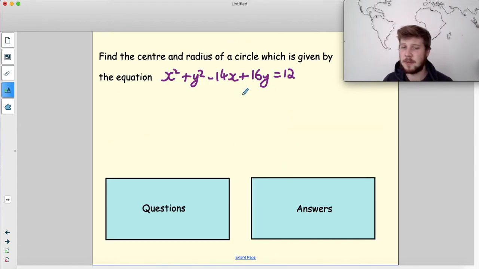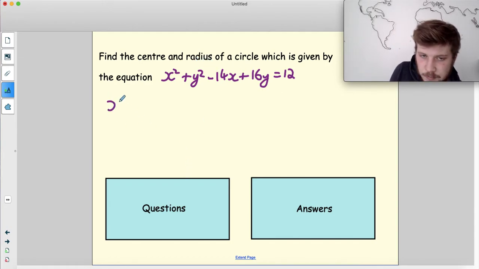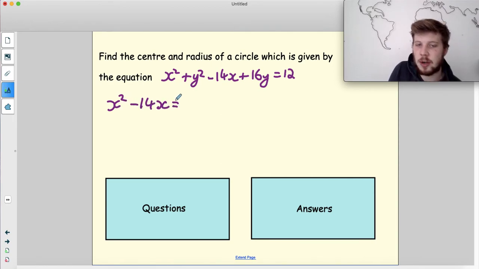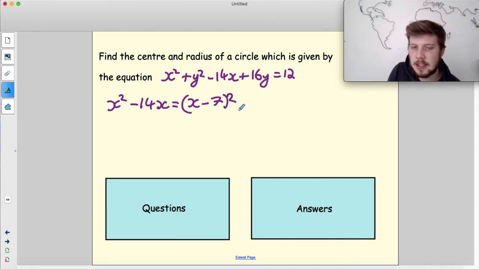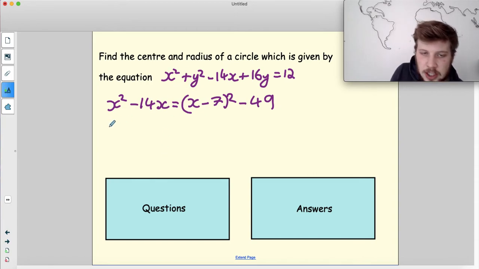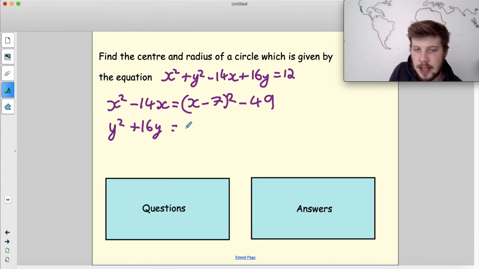So looking at this, I'm first of all going to think, how can I get x squared minus 14x into an x subtract something form? So I'm just going to isolate that x squared minus 14x, and I know I can work that out by completing the square to be x subtract 7 squared, and that's going to have to be subtracting 49. And likewise, I can do it with the y, so y squared plus 16y, I can rewrite as y add 8 squared subtract 64.